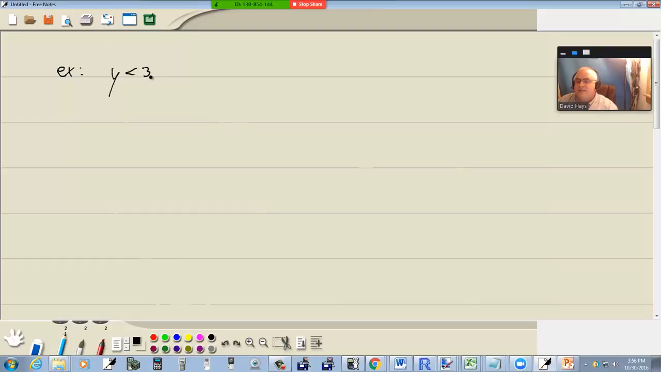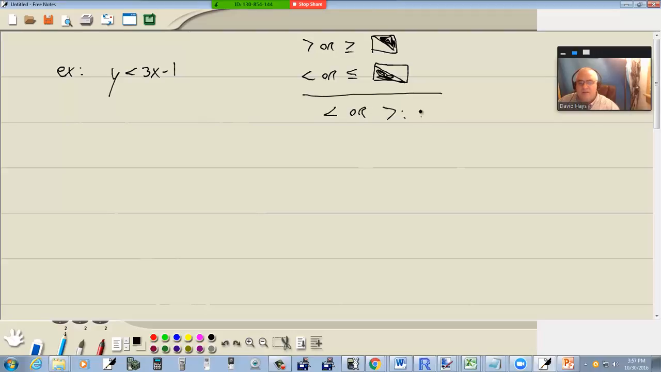We got y is less than 3x minus 1. We'll take a look at this one. Now, if you have a greater than or greater than or equal to, you want an upper right-hand triangle. If you got a less than or less than or equal to, you want a lower left-hand triangle. If you got a less than or greater than, it's going to be a dotted line, and we'll talk more about that. Less than or equal to or greater than or equal to, it'll be a solid.